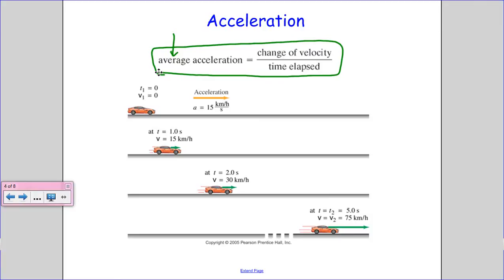So if we look at the little red car, it's at rest at time equals 0. And it has an acceleration in the positive direction of 15 kilometers per hour per second. Now these are weird units, but you just have to think them through. 15 kilometers per hour per second. That means in 1 second, the velocity will have changed by positive 15 kilometers per hour.